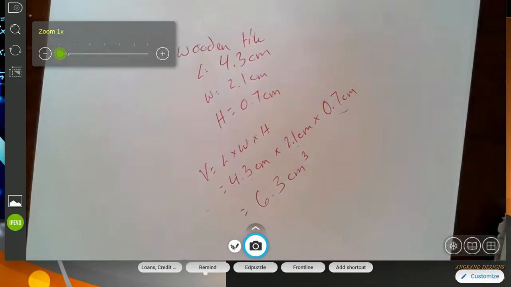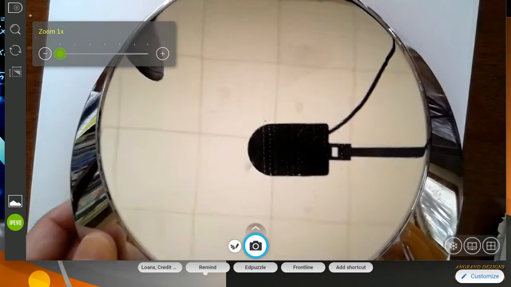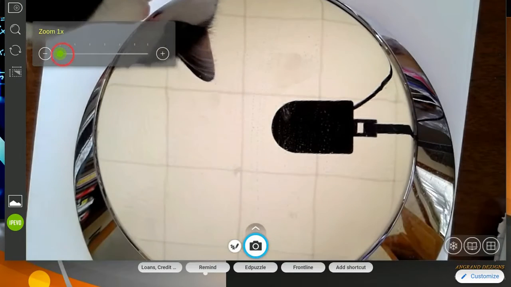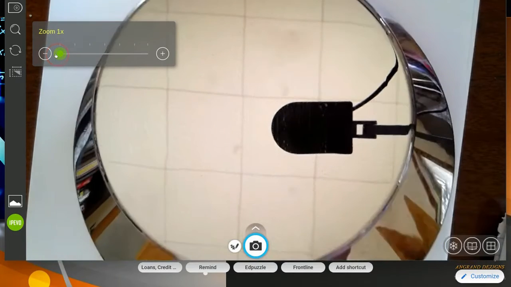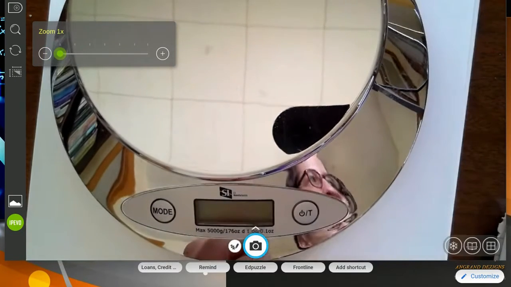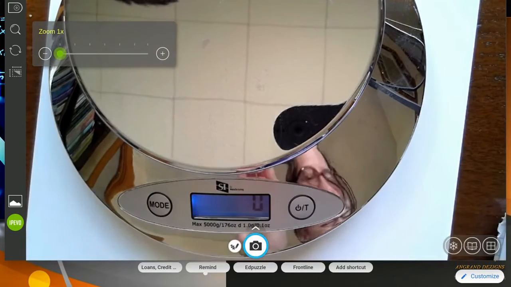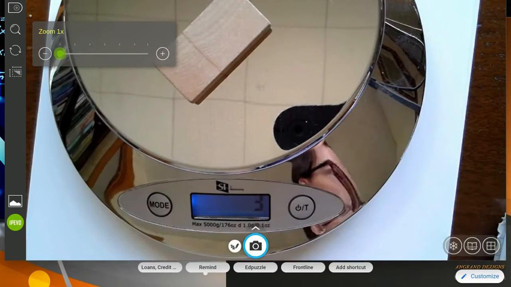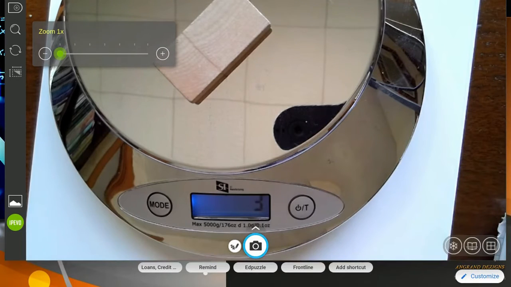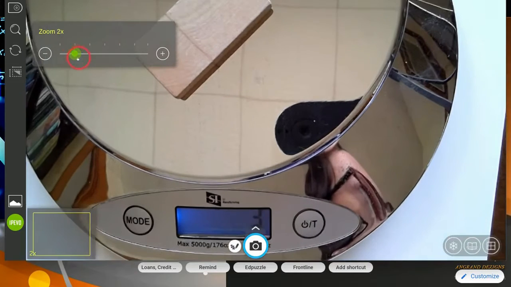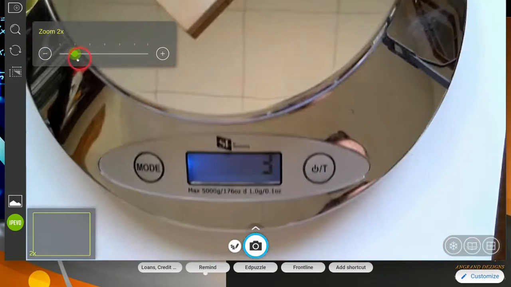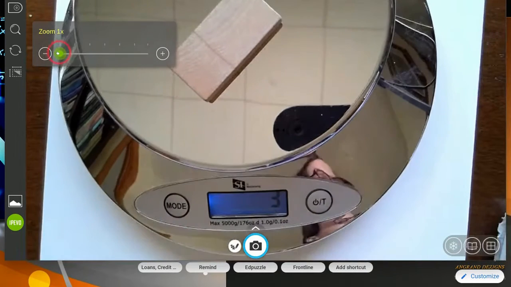Now, the other thing that we've learned to do is we can also look at what's the mass of a thing. So here's our scale. Yes, I did bring a scale home from work. And it's zeroed out. I can take my tile, put it on there, and I have a mass of 3 grams. Can you guys see where it says 3? 3 grams. So we can write that down too.